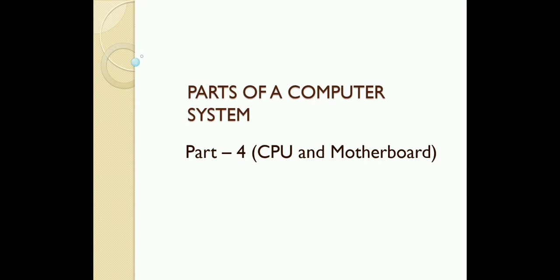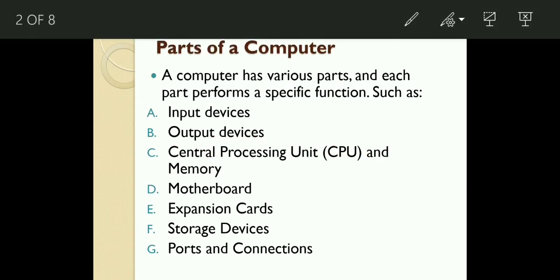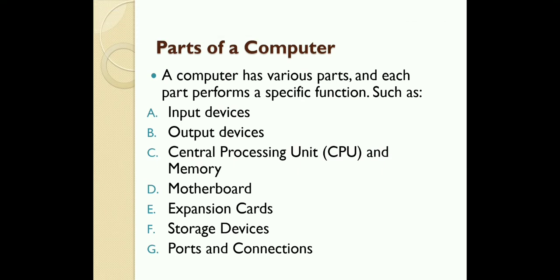Today we'll study about the CPU and motherboard. Fine, we have already discussed about the different parts of the computer. What are the different parts of computer? These are input devices, output devices, central processing unit and memory, motherboard, expansion card, storage devices, ports and connection. We have already discussed about all the topics except central processing unit and motherboard. So today we will cover these two topics.